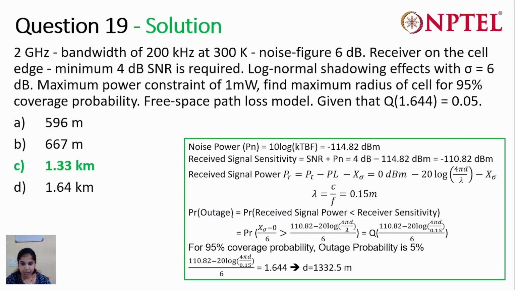Basically, the probability of outage is what we know. It's 0.05, which is the probability of received power being less than receiver sensitivity. You know the expression and values for received power and receiver sensitivity. Try to find what D is. What you should get is 1.33 kilometers. Try it.